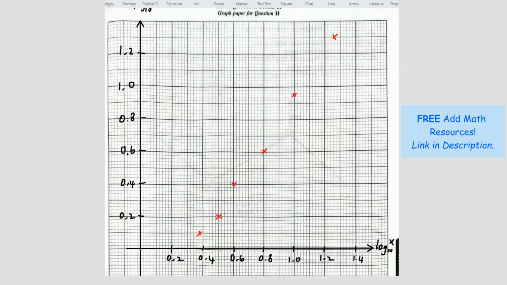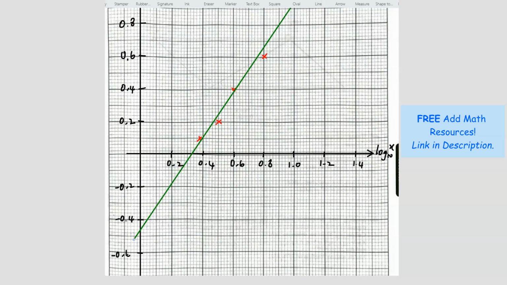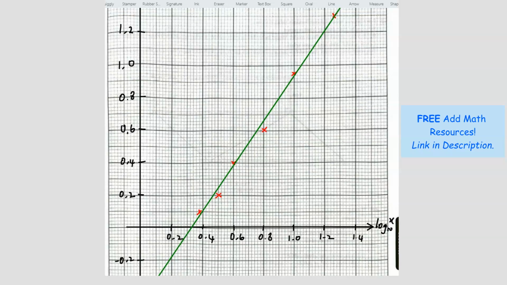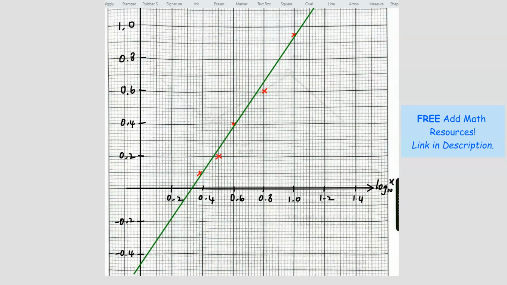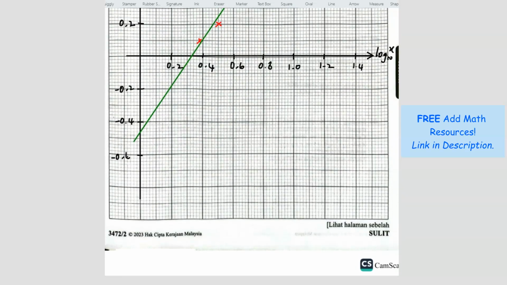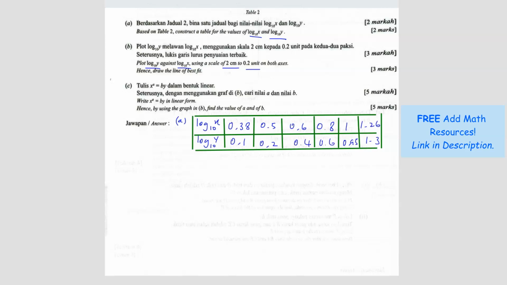Now we can sketch the graph. We have 1 point above, 2 points below. I think still okay, still acceptable. Let's try this and see what we can get. Alright, question C. Question B is done, we have already plotted our graph.